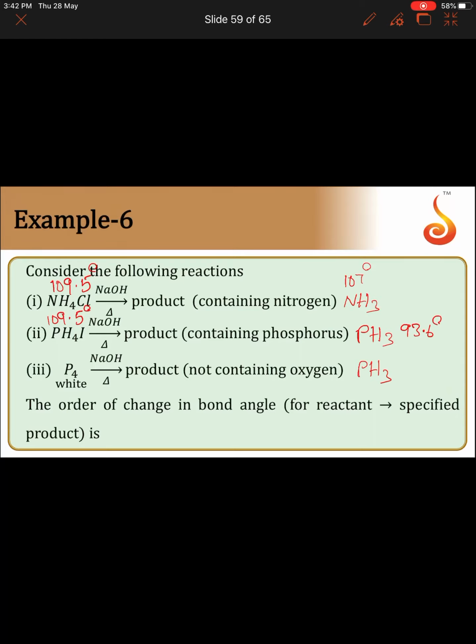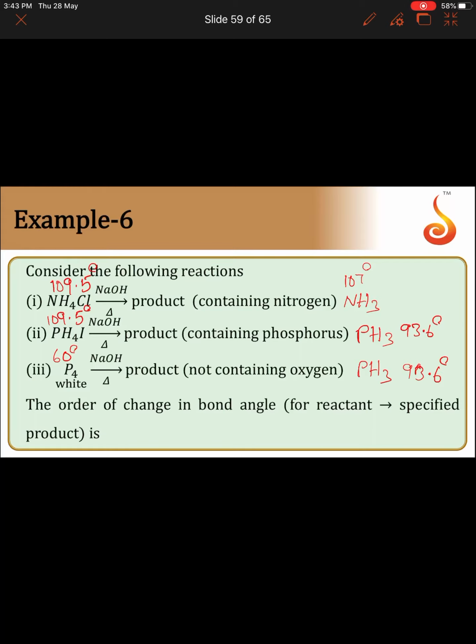And the P4 molecule, which is unstable due to the angle strain, is actually a tetrahedral molecule, but its bond angle is 60 degrees. Due to that angle strain, the P4 molecule is unstable. So the bond angle of P4 molecule is 60 degrees, and PH3 is 93.6 degrees.